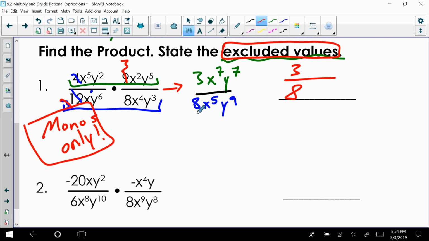What makes the bottom here 0? Well, clearly x and y. Oh, well, then x and y just can't be 0. Okay, that's not that hard. And now I'm ready to cancel some things.